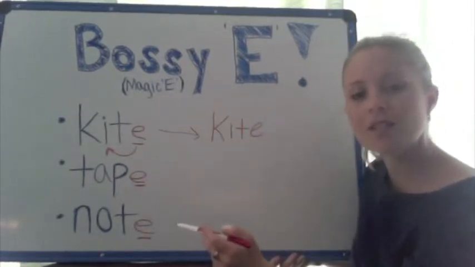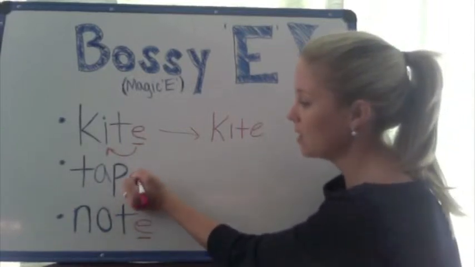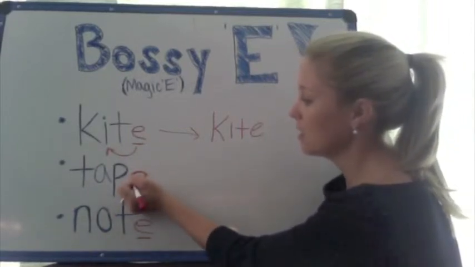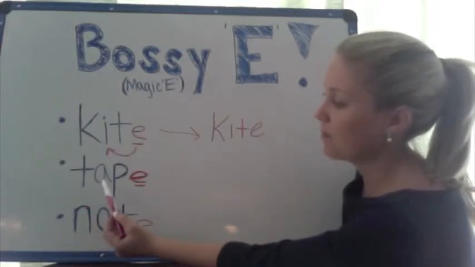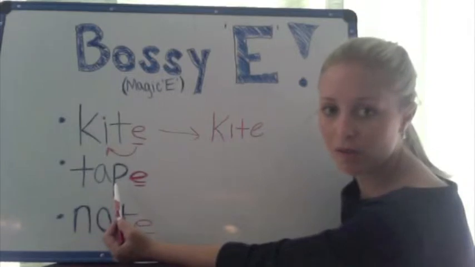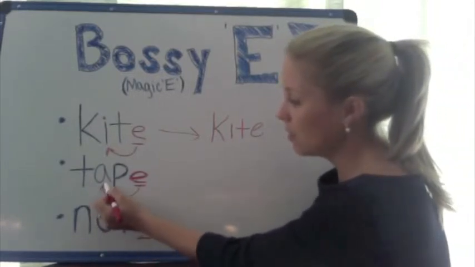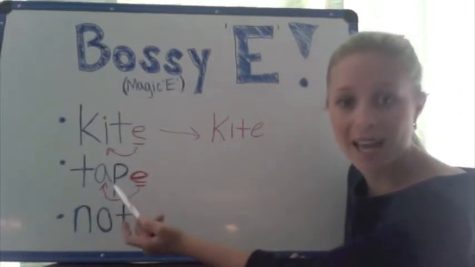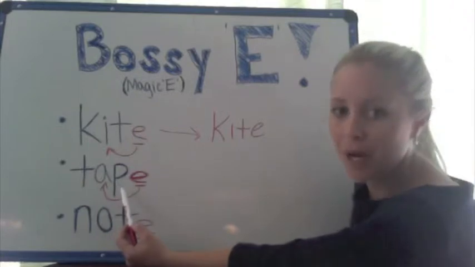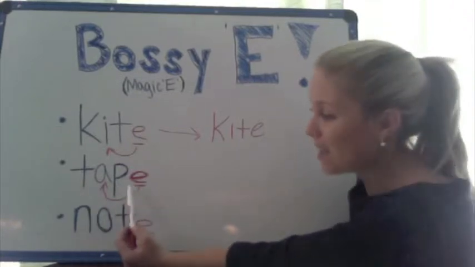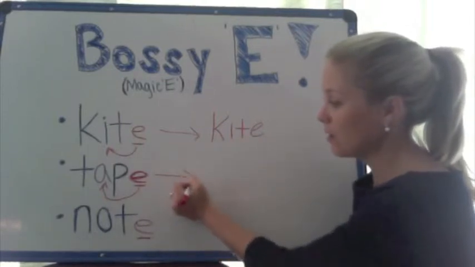Very good. Let's go to the next one. Again, we have that Bossy E that comes in there, and it's telling the vowel what to do. So we have t, a, p. That was our first word. So now we're adding this E. He goes over to the vowel, and he tells that vowel to say his name. So now we have t, a, p, tape. Because remember, that E is silent. So our new word is tape.